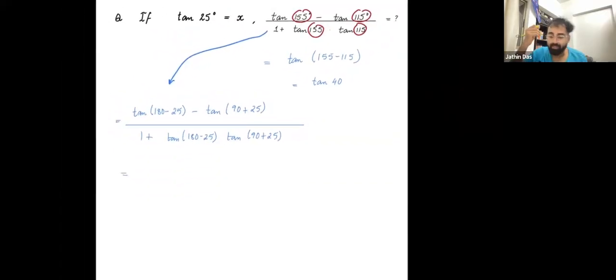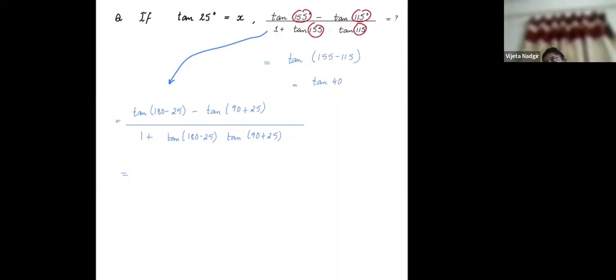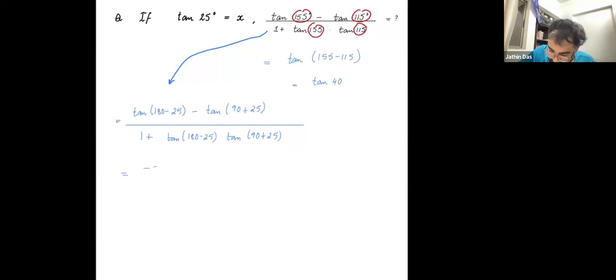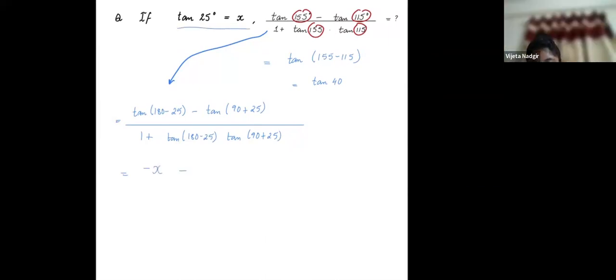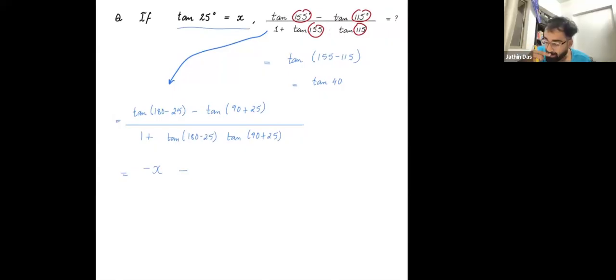Okay. What is tan 180 minus 25? Minus tan 25. So I'll write minus x because they have told to take it as x. Also minus cot, not tan. Minus of minus, plus will come. Correct. Plus cot 25. But cot 25 I can write as 1 by x, because if tan 25 is x, cot 25 is 1 by x.